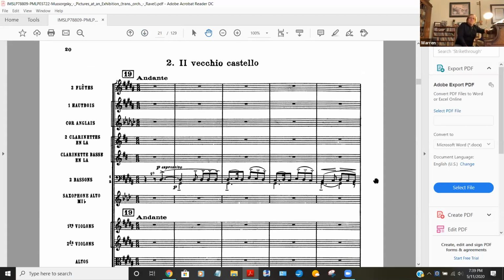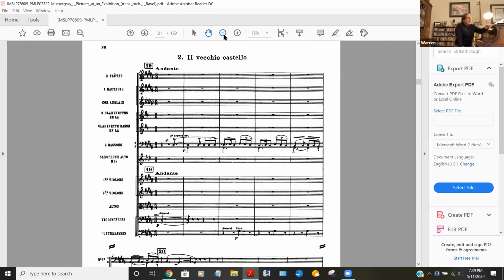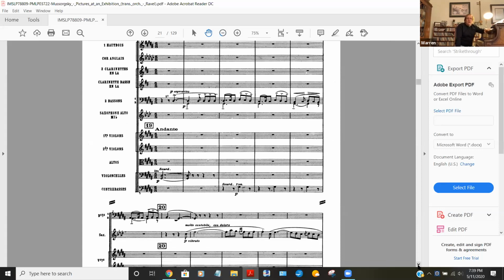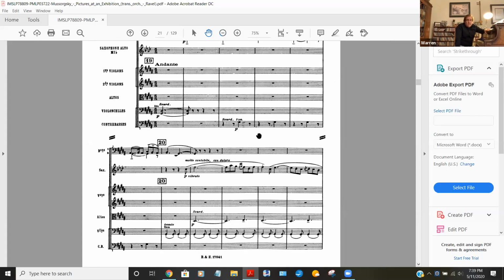This is the famous movement which has the wonderful saxophone solo. And I'd like Julius to talk to us about the saxophone, its role in French music a bit, and the famous saxophone solo in this piece. Hi. Thanks for having me, Warren. It's good to see everybody.